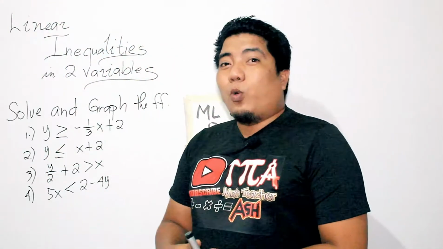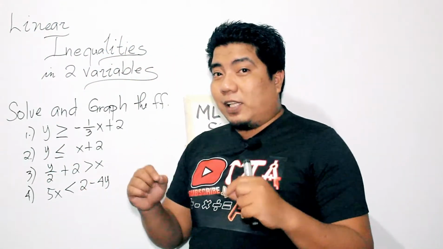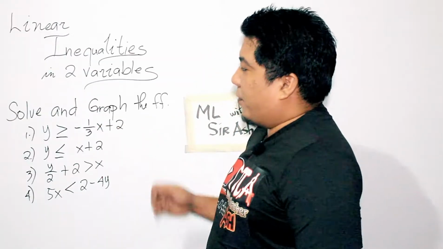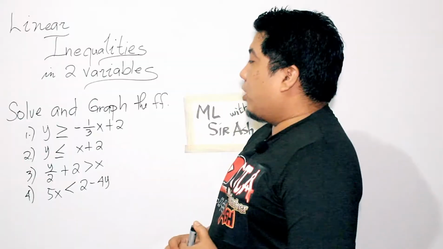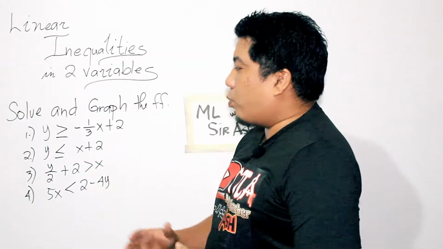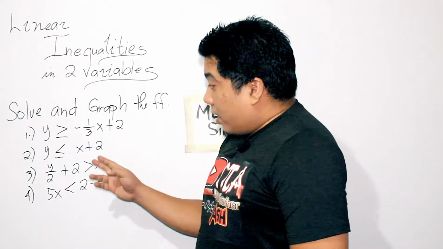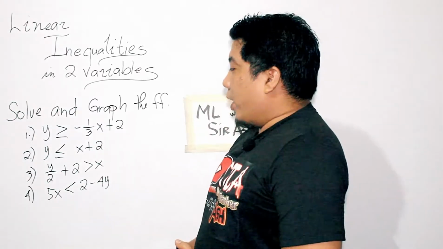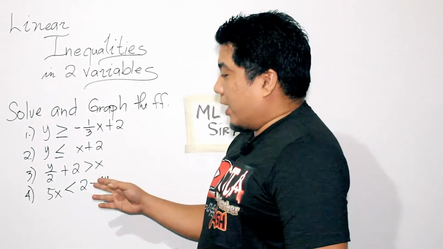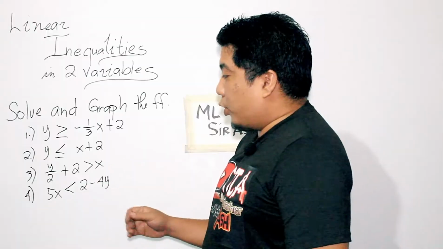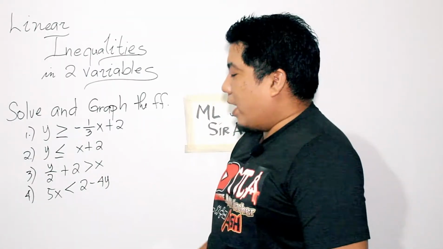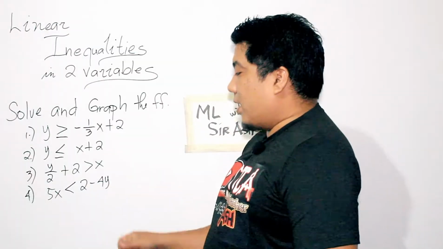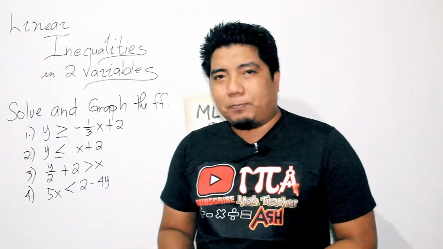Okay, math learners, we have here our exercises for this topic. Solve and graph the following. Y is greater than or equal to negative 1/3 x plus 2. The second one is y is equal or less than 2x plus 2. For the third example, y over 2 or y halves plus 2 is greater than x. And for number 4, 5x is less than 2 minus 4y.